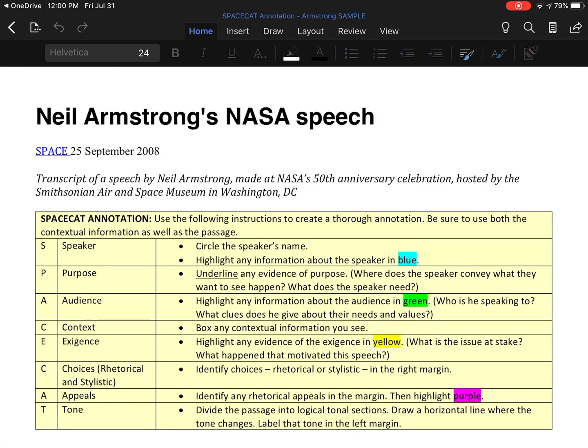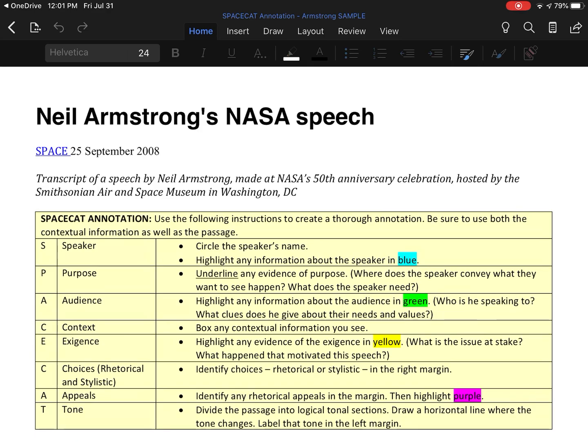All right, so let's talk about how you do a SPACECAT annotation. A SPACECAT annotation is just really digging into a text for those things we've been talking about: speaker, purpose, audience, context, exigence, choices, appeals, and tone, okay?